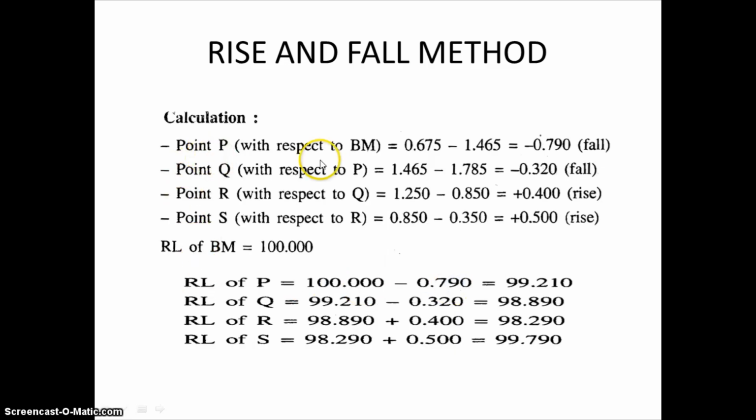Again, this was on one calculation sheet. Point P, which we already mentioned in the figure, is your benchmark. So 0.675 minus 1.465, you will get 0.790, which indicates the fall. Then point Q with respect to P, means you have to take the difference between P and Q. So you will again get a minus value, that is your fall value. Then you have to take point R and point Q, and then point S and point R. So the two values are rise values. And then how to calculate the RL of point P, RL of Q, RL of R and RL of S, that I have told you.